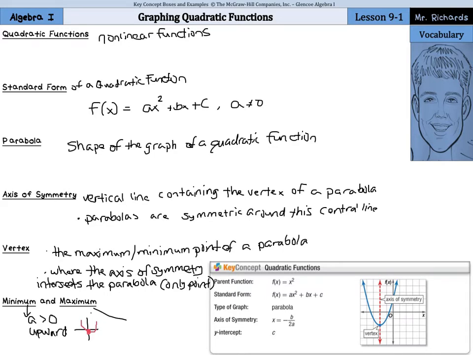Now compare that to maximum. We'll have a being less than 0. And this will be a downward graph, such that when I look at it on a graph, it would be something like this, where I have my vertex, and the point represents the maximum of the graph, whereas this point was the minimum. So now that we're squared away with our vocabulary, we can get started with our examples.